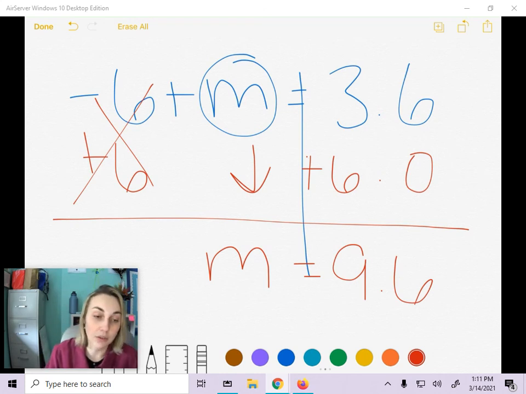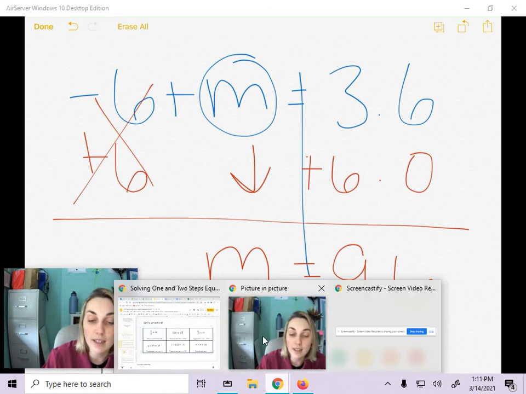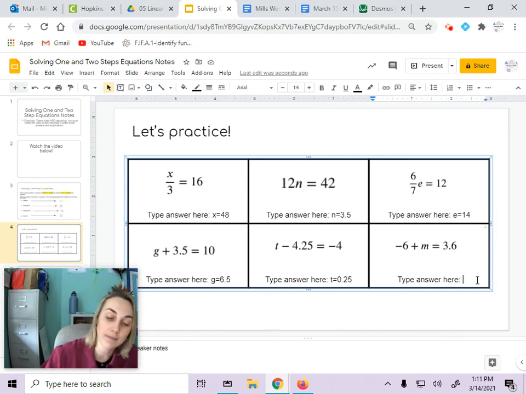And again, if you wanted to check this, you could substitute this value in for m and make sure that -6 plus 9 6/10 would give you 3 6/10. In this case, that would be correct, so this will be our final answer. And I'm going to go in again, and I'm going to say that m is equal to 9 6/10.